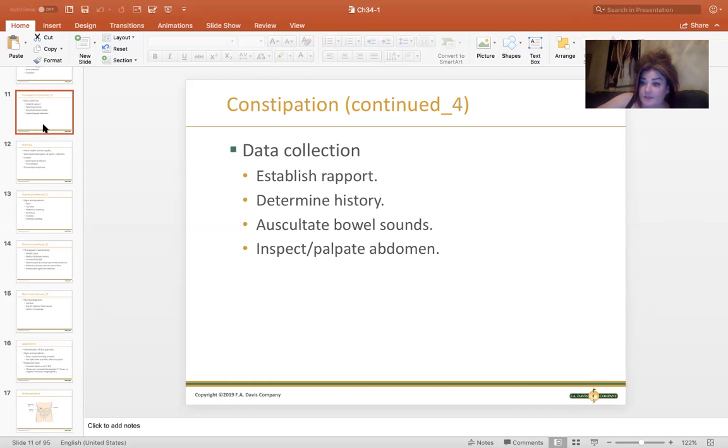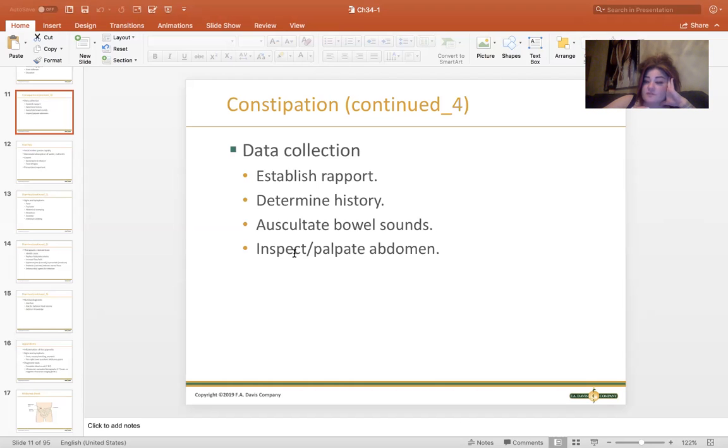extreme diarrhea, I know we're talking about constipation, but extreme diarrhea and things are going through you so fast that you're not even absorbing the food. That can happen from excessive alcohol use. That could happen from food poisoning. We want to know what's going on, and of course, inspect and palpate the abdomen.